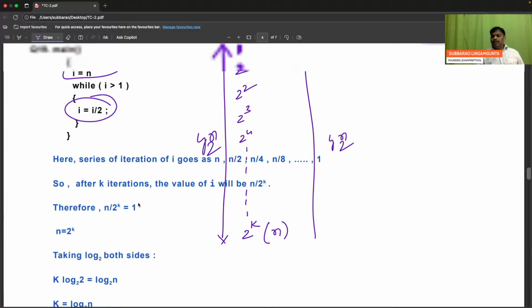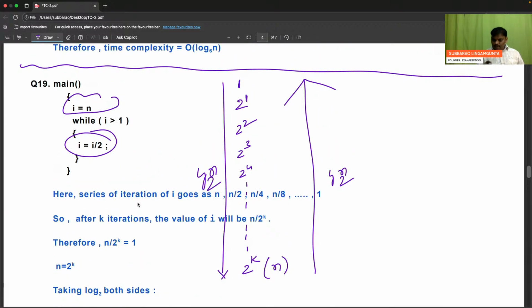Same answer. Some people are asking, sir, can you explain? I will explain. See the proof. First n. Next, whatever you have, you do by 2, so n by 2. Whatever you have, by 2 again, means n by 2 square. By 2 again, n by 2 cube. If you do it k times, it becomes n by 2 power k.